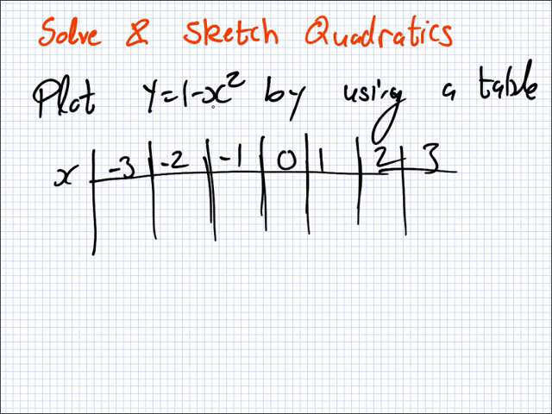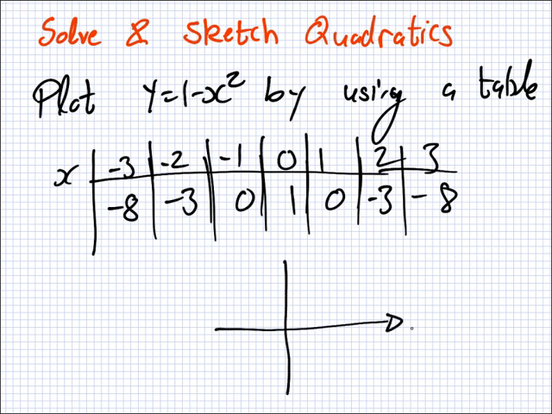Okay, so if we use minus 3, we get 1 minus 9, that's minus 8, isn't it? 1 minus 4 is minus 3, then 0, 1, 0, minus 3, minus 8 are all the different values you get for the different x's. So let's plot this. There's x, there's y, there's minus 3, 2, 1, 0, 1, 2, 3, and we're going up to 8. So we'll go 2, 4, 6, 8. Minus 2, 4, 6, 8.